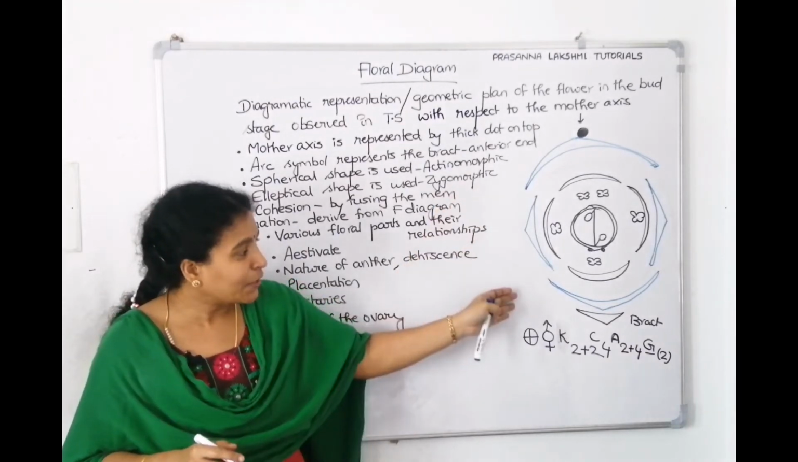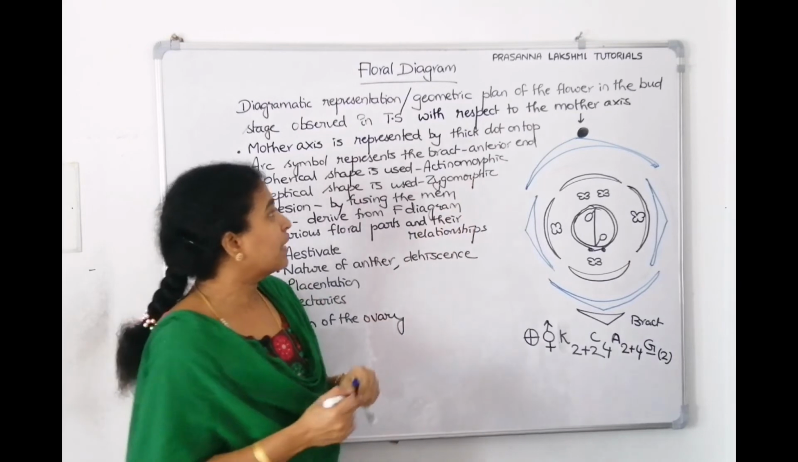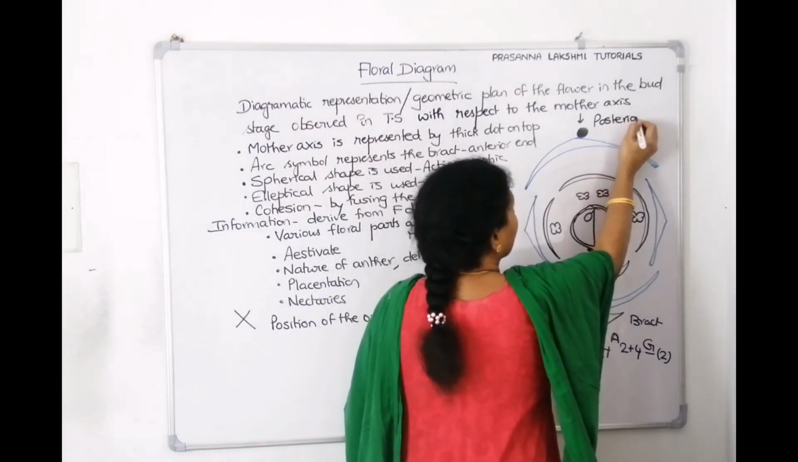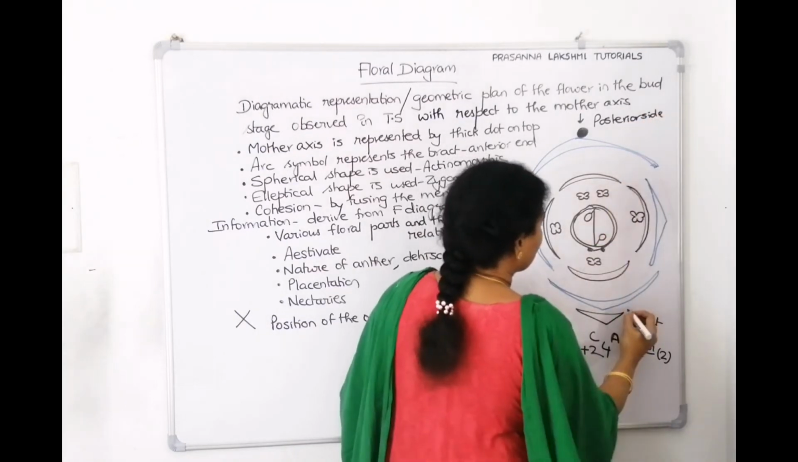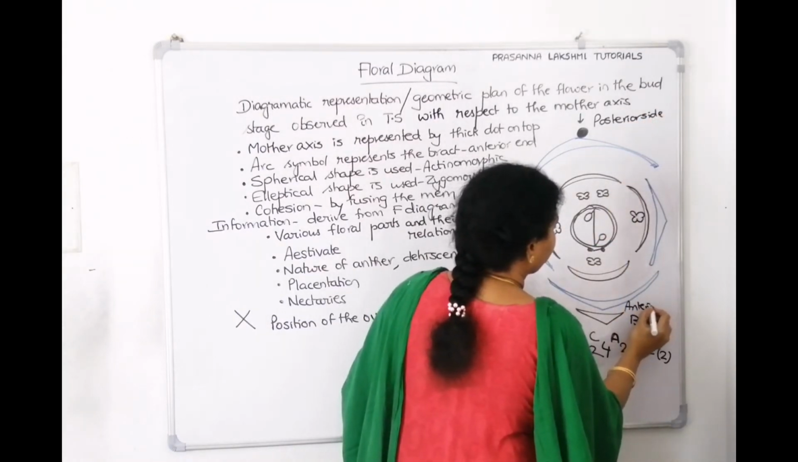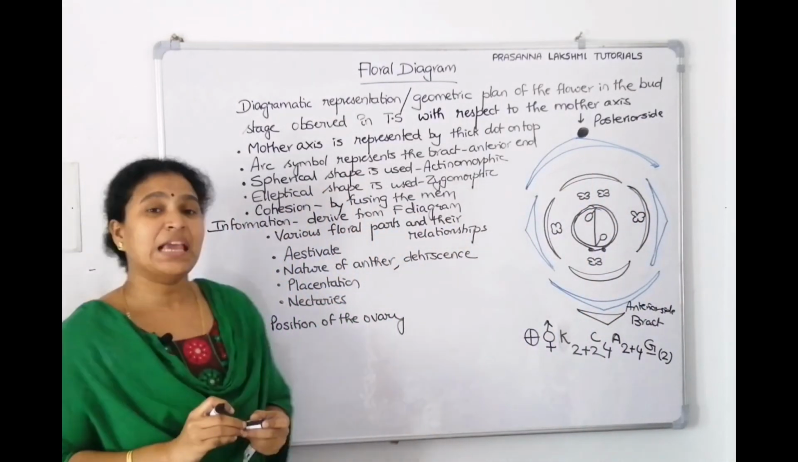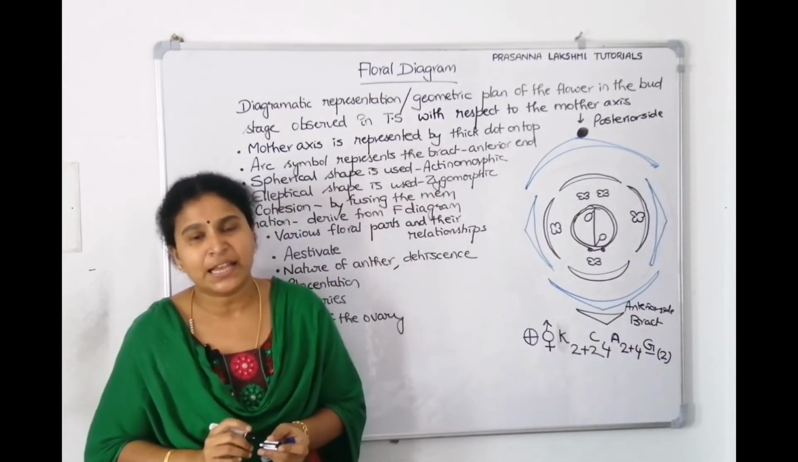So this is a scientific way of representing. That is the mother axis. The mother axis represents the posterior side, and this is a bract which represents the anterior side. And this is a floral diagram for Brassicaceae.